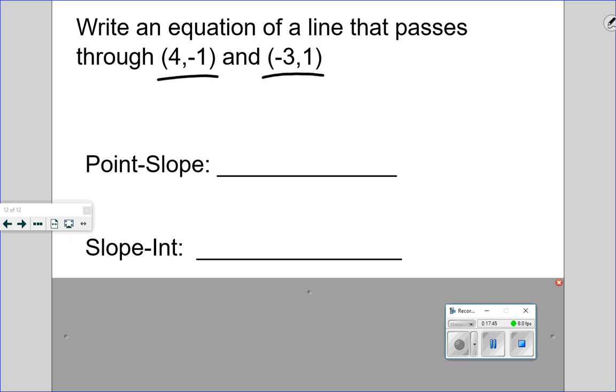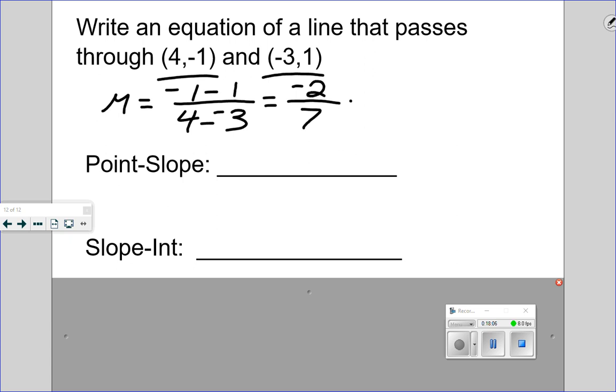Okay, first step is to get the slope. In order to get the slope, we subtract the y's, put that on top, -1 minus 1. Subtract the x's. Make sure when you do the x's, 4 minus -3 ends up being 4 plus 3. So on the top, I have a -2, and on the bottom, I have a +7. So that's my slope. It is a fraction. If you got your slope wrong, you might want to pause it again and redo your point-slope and your slope-intercept form, because if your slope wasn't right, the rest of it wasn't going to be right either.